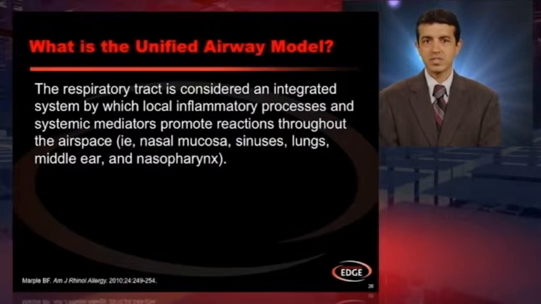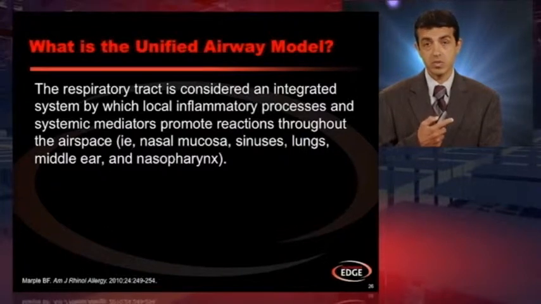Well, let's transition to discussing the evidence to promote early recognition and treatment of AR. The respiratory tract is considered an integrated system by which local inflammatory processes and systemic mediators promote reactions throughout the air space. So we frequently state that the respiratory tract begins at the tip of the nose down to the bottom of the lung. And this is also frequently referred to as the one airway hypothesis or the universal airway theory.